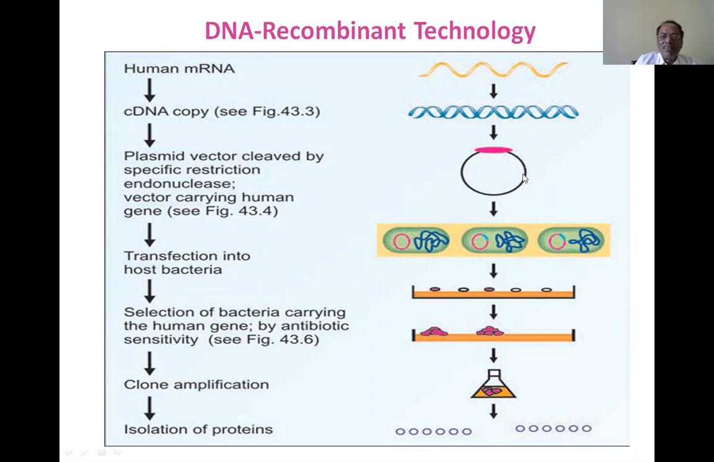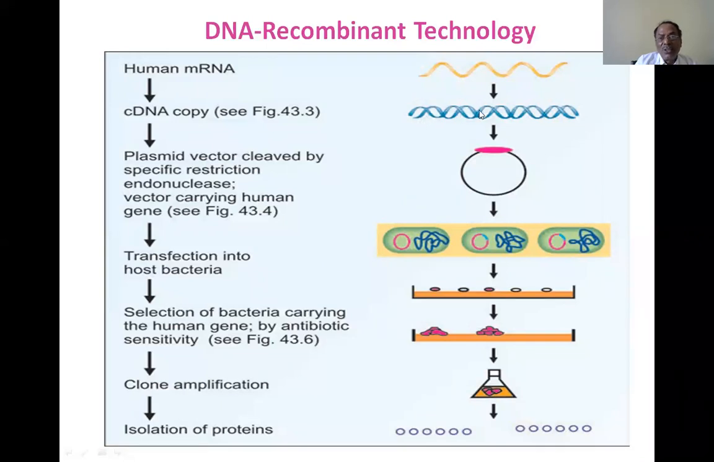Once these plasmids are there, and this gene containing insulin is there, again with the help of restriction endonucleases you can join this gene onto the plasmid. The plasmid is originally from a bacterial source, and it is cut at two different parts with the help of restriction endonuclease. The large human DNA is also cut by restriction nuclease.